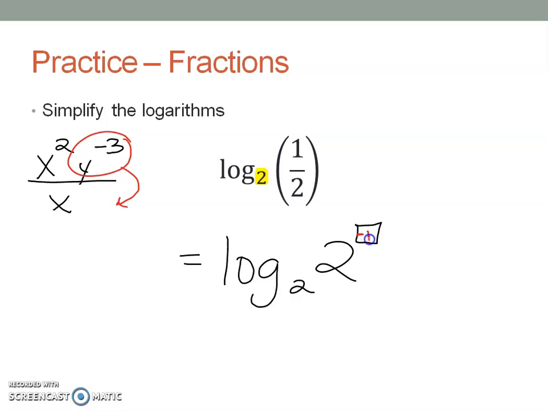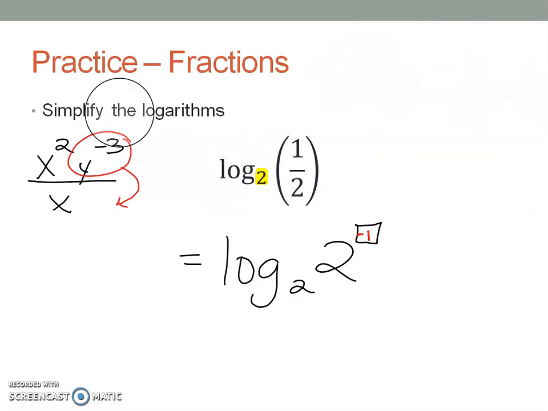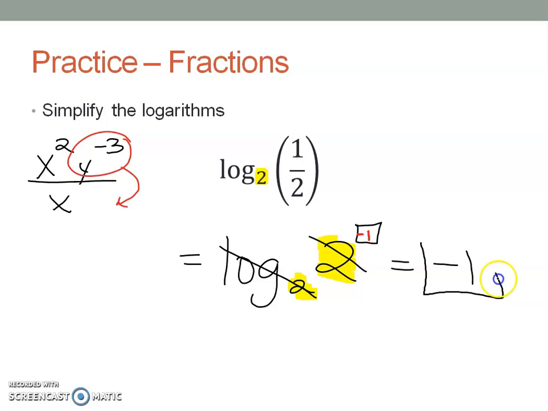Okay? So since that 2 is on the bottom, I know that I've got a negative, and I know that I'm going to have a negative 1. 2 to the negative first power. Negative exponents make it move to the bottom. I end up with 1 over 2 to the first power, which is just a 1/2. So negative 1 is the exponent that I am going to plug in. Okay? Now that my bases match, 2 and 2, I can cancel those, and my answer is negative 1. Log base 2 of 1/2 is negative 1.